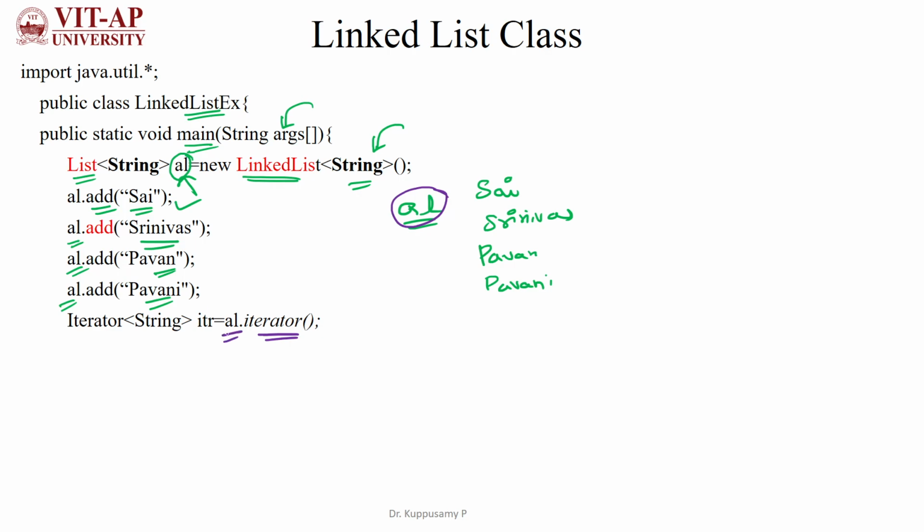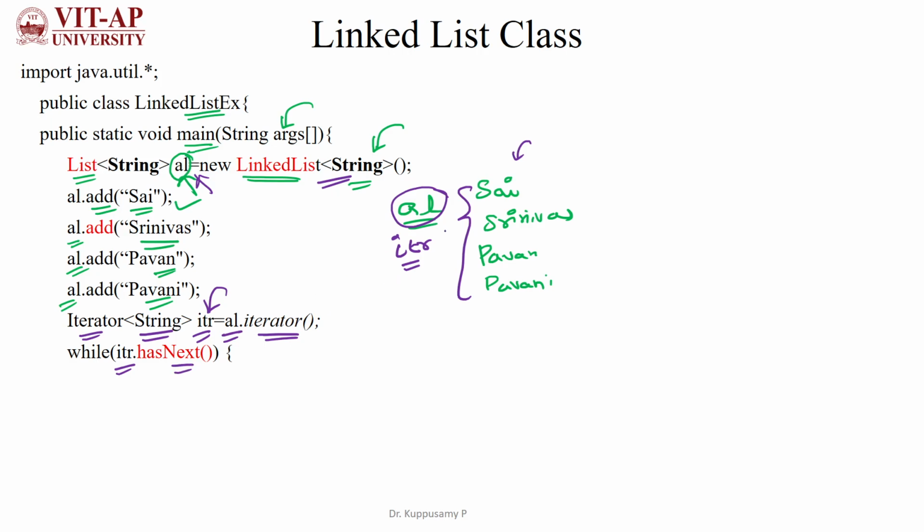Then the object values are transferring to the ITR object. So now, as of now, ITR has all four values, implementing the Iterator interface. The data belongs to the string data type because we already created the object AL by using the object data type AL. Now we are checking the ITR object. This is the ITR object, which has four elements.